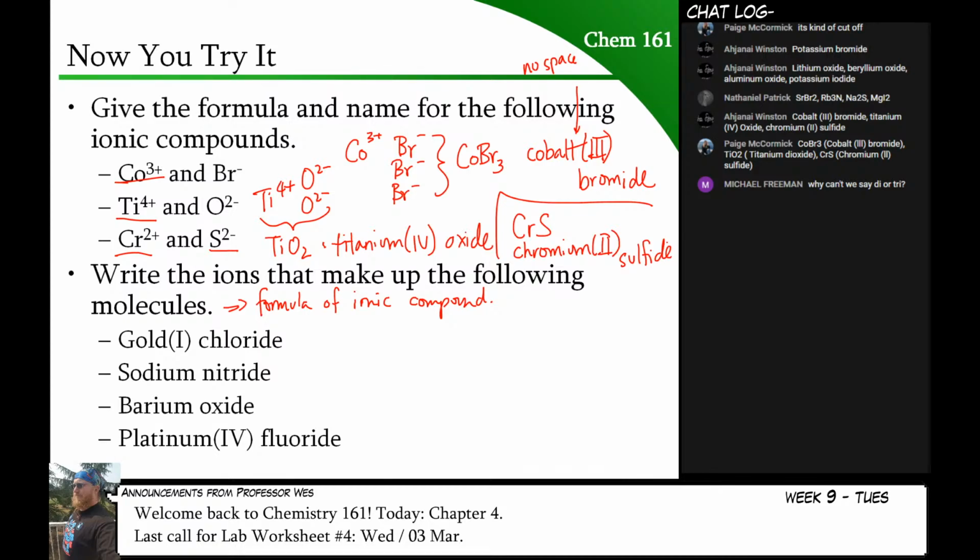Later on, when we do covalent compounds, we'll put the di and tri prefixes in there because it will matter, like carbon with 1 oxygen versus carbon with 2 oxygens. There aren't charges in covalent compounds, so we can't use Roman numerals. We have to have something else to distinguish them. So no di or tri or numeric prefixes in ionic compounds.